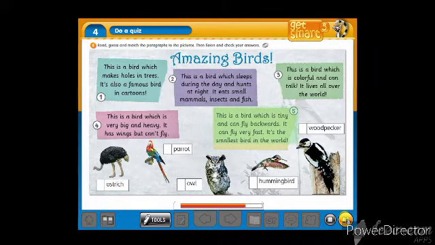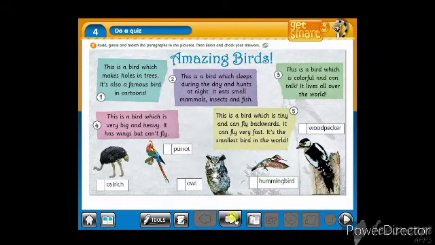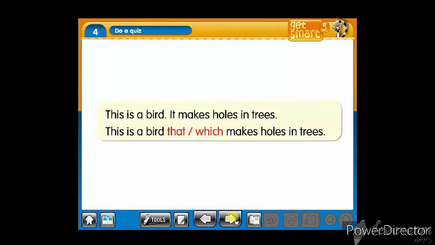5. This is a bird which is tiny and can fly backwards. It can fly very fast. It's the smallest bird in the world. Great. It says tiny. We said tiny is very small. So it's the hummingbird. Very good. Let's move on to the next one.